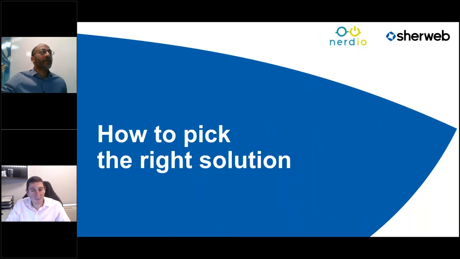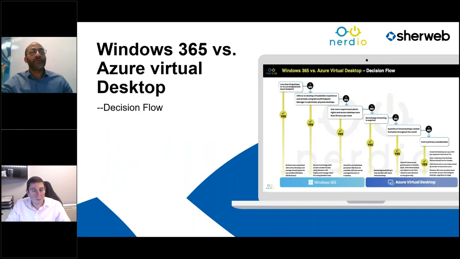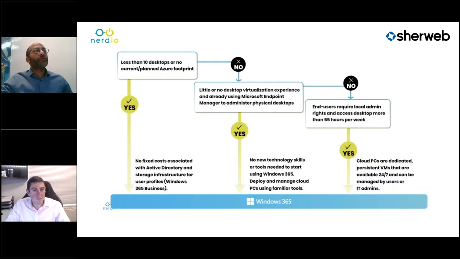Perfect. Thank you very much for that. So right now we're going to go through how to pick the right solution. When I saw these slides, I thought it was really amazing what you put together about how you go through a decision flow. I think it's definitely going to help a lot of our partners and MSPs on the call today figure out, after having a conversation with my customers, how to pick the right one for them based on the services that W365 and Azure Virtual Desktop provide. So you want to step us through the decision flow?